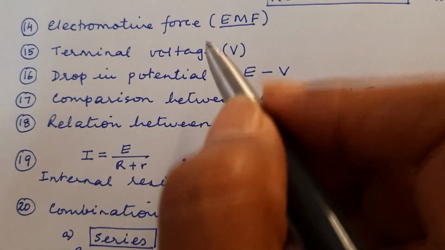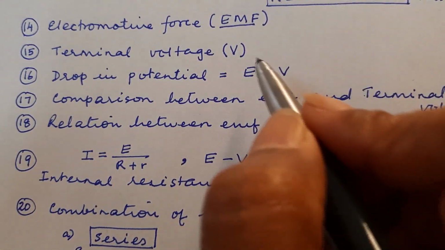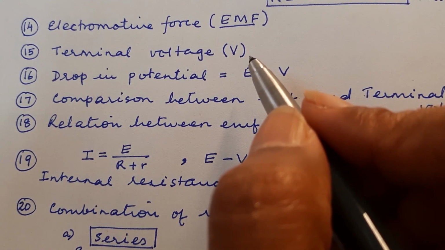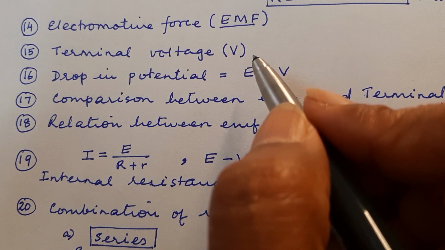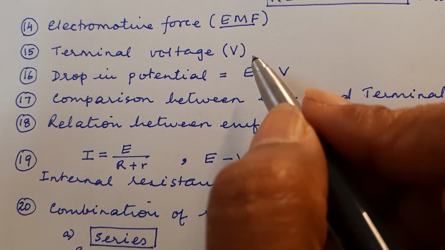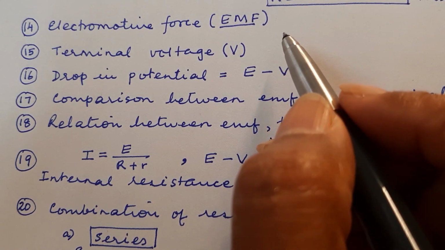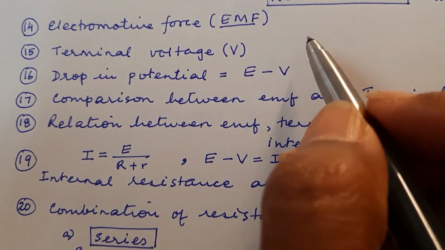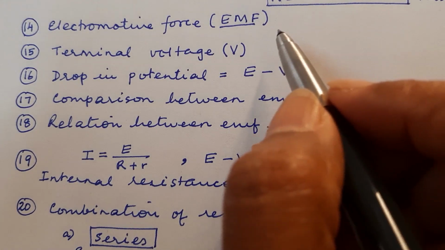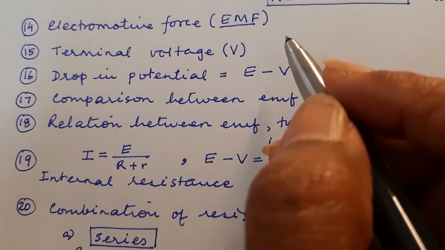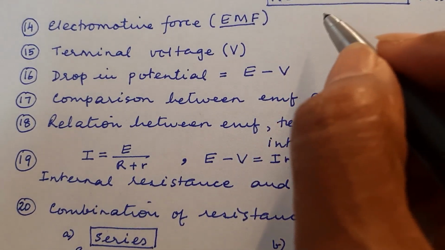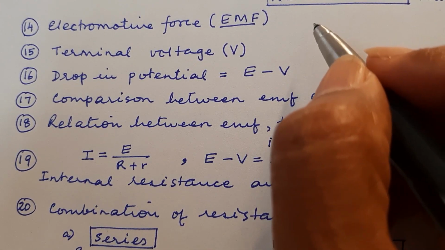Number 14, electromotive force. That is simply called as EMF. Now EMF is defined as when there is no current drawn from a cell, that is when the cell is in open circuit, then the potential difference between the terminals of the cell is its EMF. Now here in the open circuit, we have to talk about the work done between the terminals of the cell, that's in the external circuit, as well as the work done when the charge is passing through the electrolyte in the internal circuit. So it will be the work done in the external circuit as well as the internal circuit.